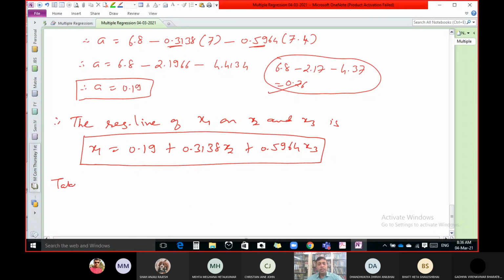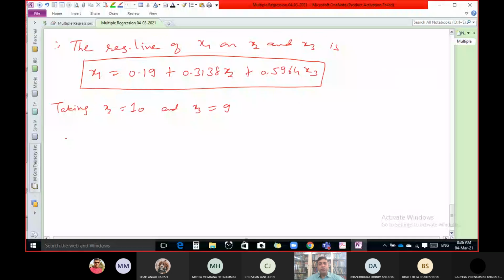Now here x2 and x3 are given. What is x2? 10. So x2 is 10, x3 is 9 given, and we have to estimate the value of x1. So just substitute the values of x2 and x3 in the equation. So x1 equal to 0.19 plus 0.3138 into 10 plus 0.5964 into 9. So just calculate this.